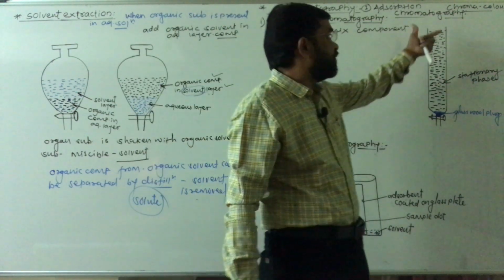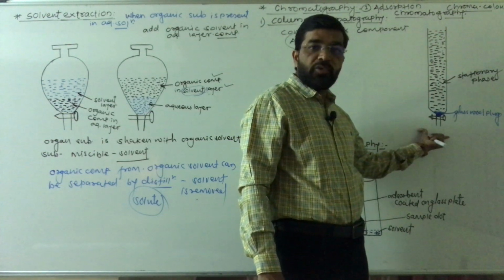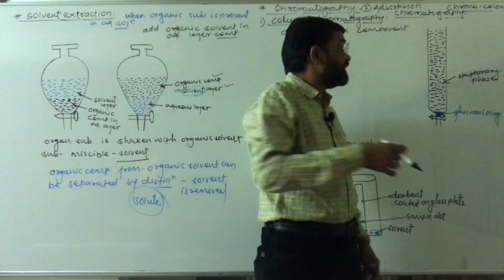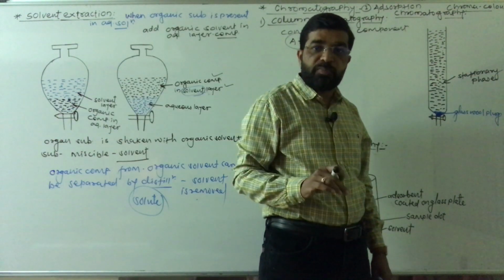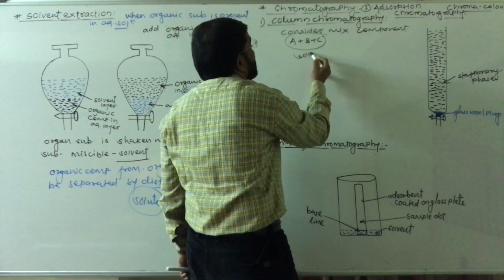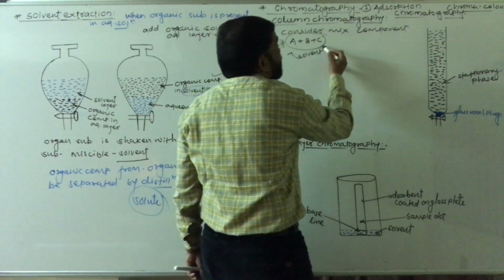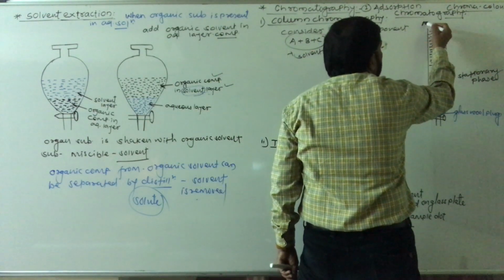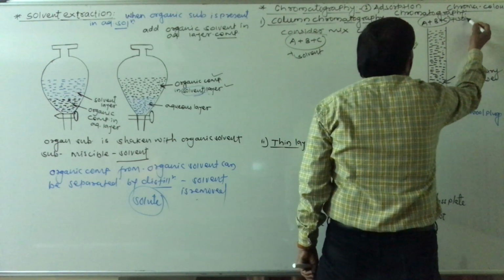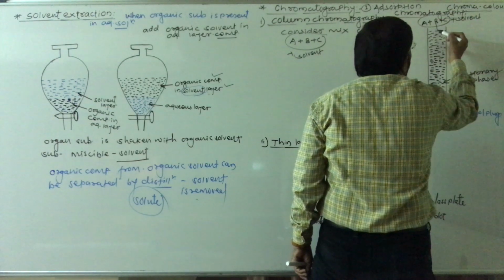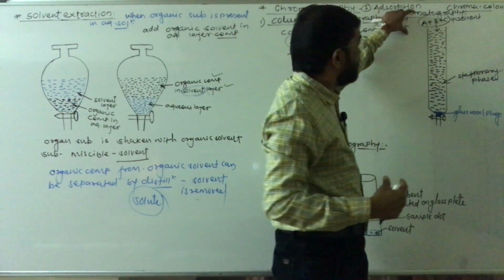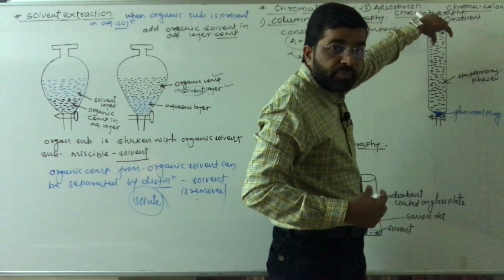So first of all we have prepared a column. How? The stationary phase, meaning silica gel or alumina gel slurry, is filled in it. Now our column is prepared. Now this mixture in a suitable solvent, that mixture of A plus B plus C plus solvent, is poured at the top of this column. That is, we pour the mixture here.